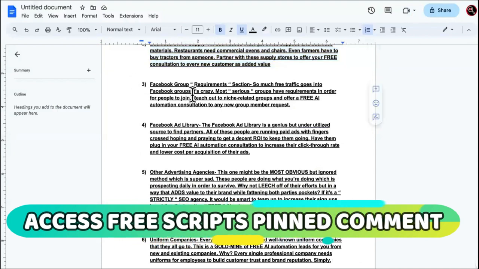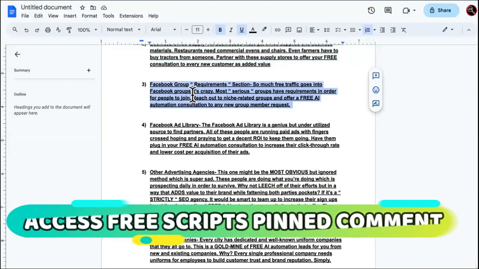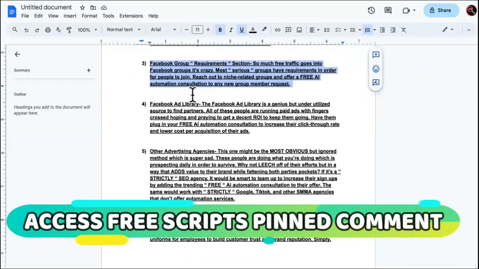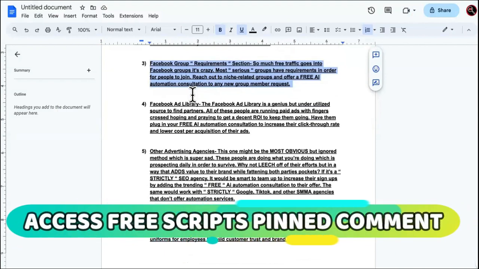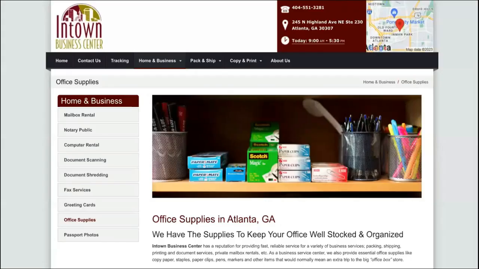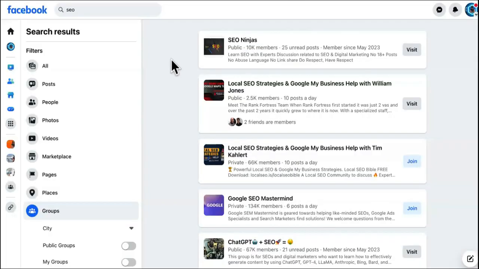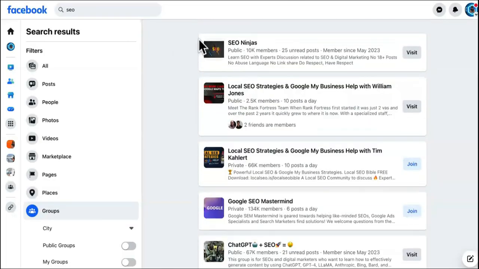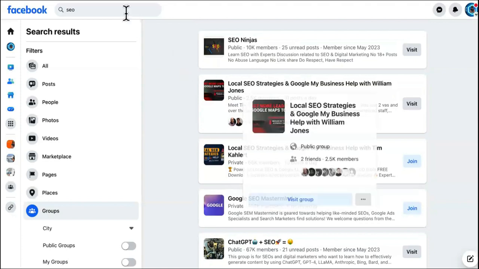Number three on the list is super genius and exciting. The whole goal is to find money that is already moving and stand in front of it. So, Facebook groups, requirements section. Now let me close this out. So here we go, we have Facebook. These are related terms, related searches.